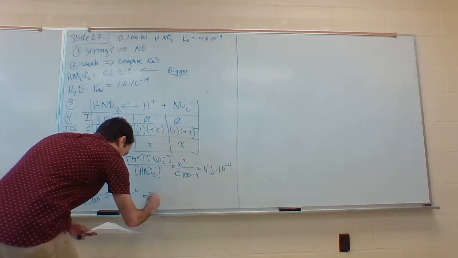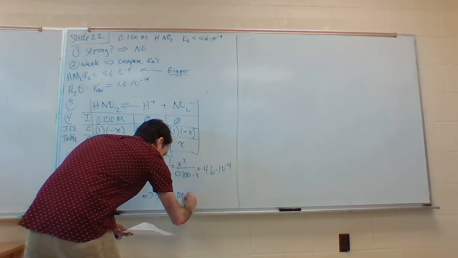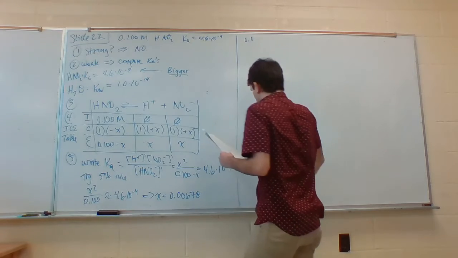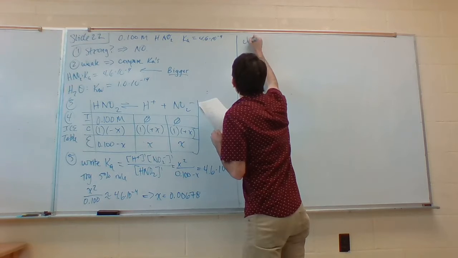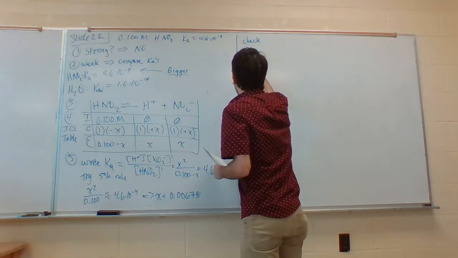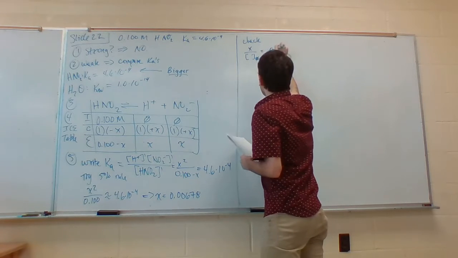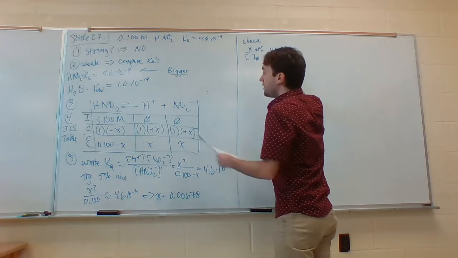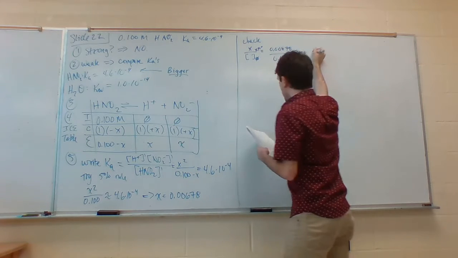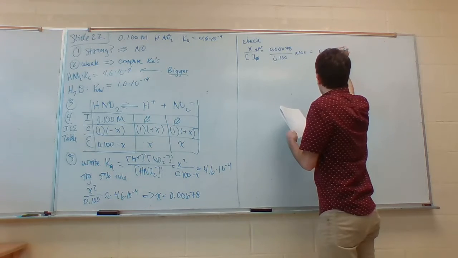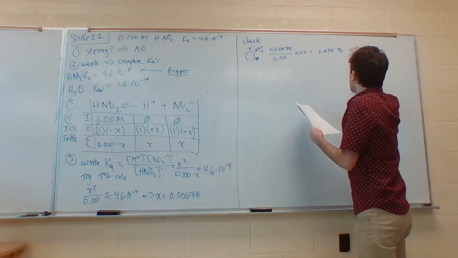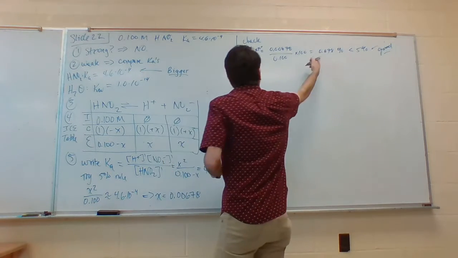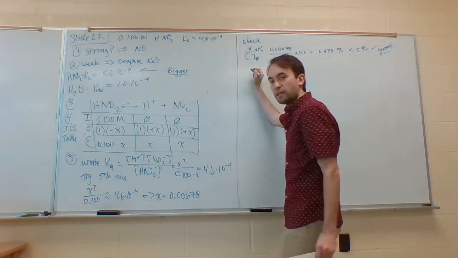Now I solve for x, which gives me x equals 0.00678. I have to check, right? Let me do this as the check. I'm going to take my x over my initial concentration, times 100. So I'm going to take 0.00678, divide that by my initial concentration of 0.100, multiply it by 100, and that will give me 0.678 percent, which is clearly less than 5%. So my x is good. I know this is my x, so that satisfies my 5% rule.